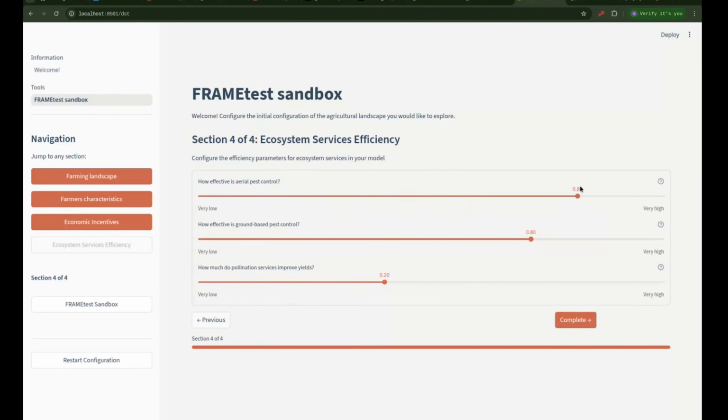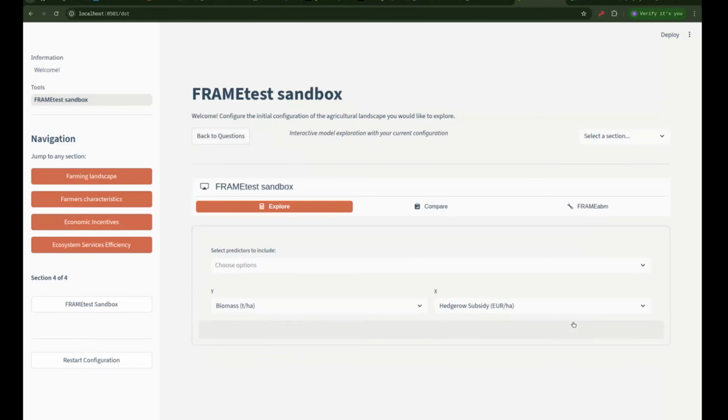If we are in situations in which we need a very, very high effective pest control, it might mean that some regions might not be the best for implementing these systems. So this is an important parameter. So we complete, and then we're going to go to the Explorer.